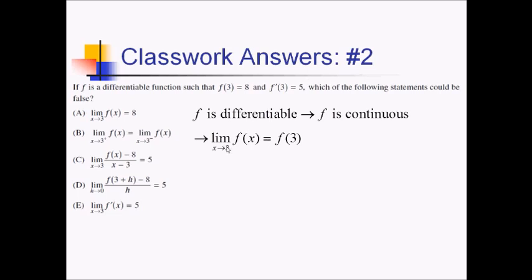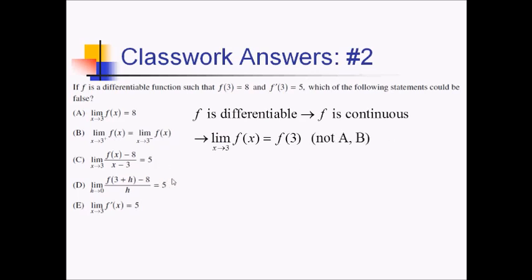If our limit exists and it equals f of 3, well, that means a few things. For one thing, choice A can't be false because f of 3 has a value of 8. So if we're saying the limit equals f of 3, it equals 8. And choice B also can't be false because the limit exists, so the left and the right side limit have to match up. So we can eliminate A and B.